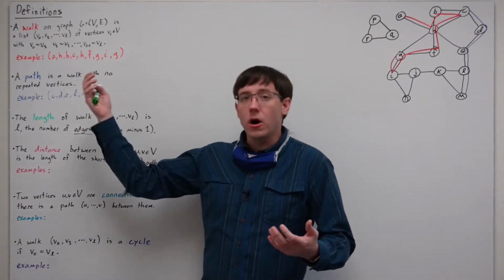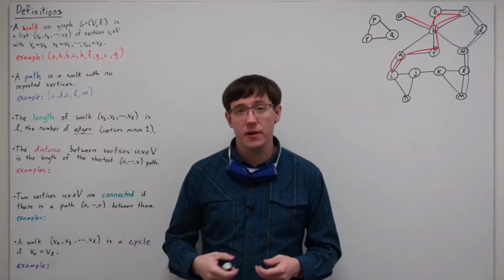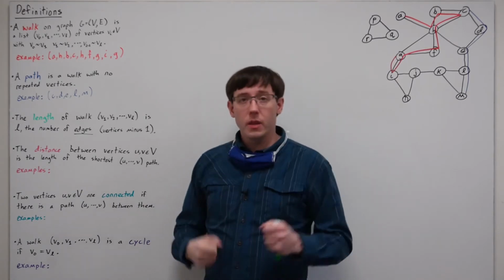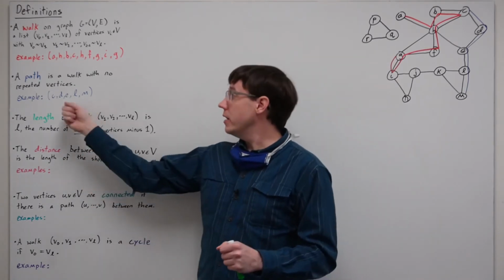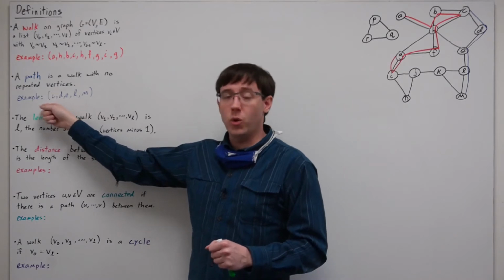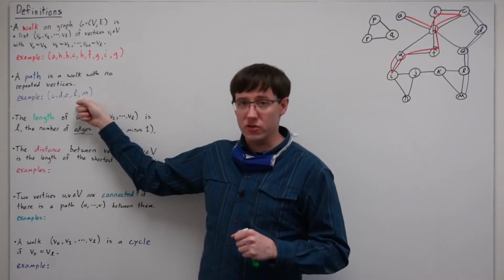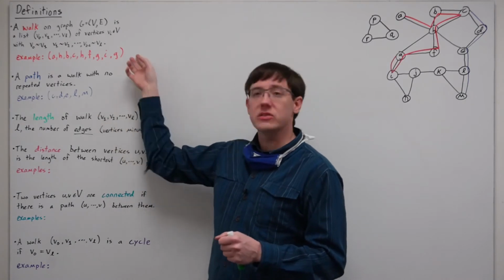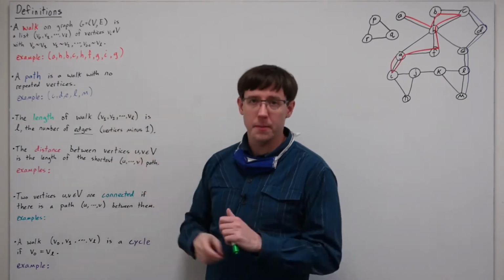For any walk, including paths, we can define the length of the walk to be the number of edges, and importantly, the number of edges is one less than the number of vertices, so we define that to be the length of this list minus 1.